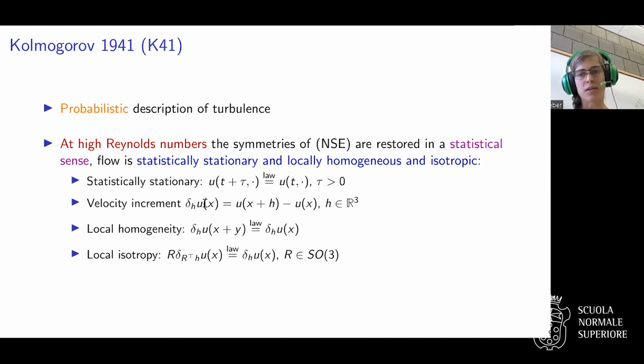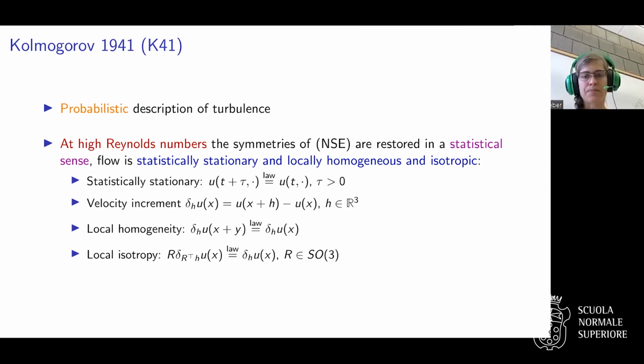You can do this in a global way as well, but he did it in a local way because of boundaries and so on. He realized it cannot be globally restored. So he defined what is called a velocity increment, which is just u at a spatial point x plus h minus u at x, for some vector h in R^3. And the h should be reasonably small in norm.